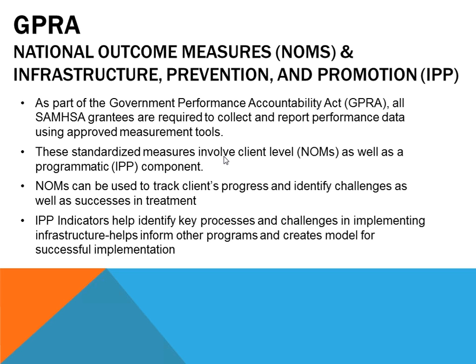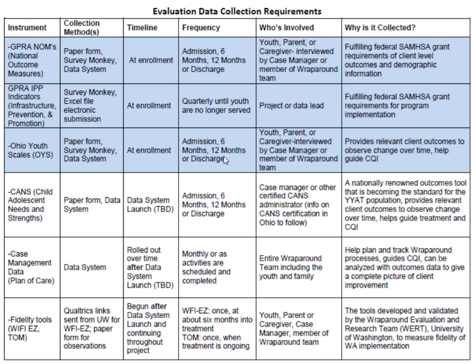The GIPRA IPP component is more of a process-driven, infrastructure, quarterly component that we ask all of our sites to complete so that we can help judge what the challenges and successes were in implementing wraparound throughout the state. Then that can help inform other programs across the country and even other counties in our region, and helps create a model for successful implementation.